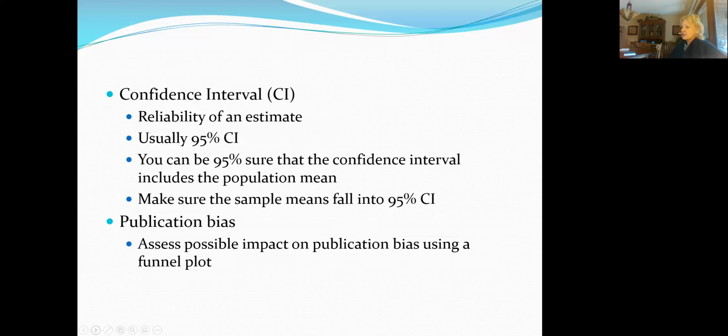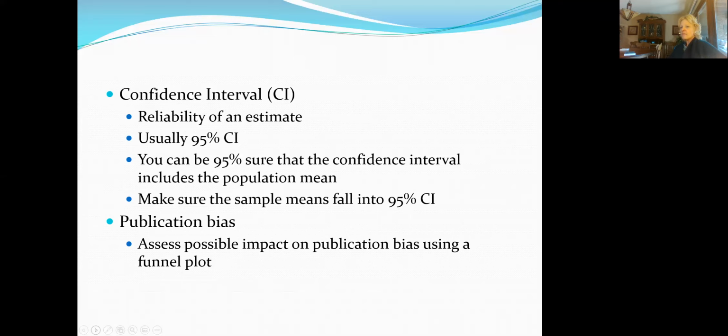The confidence intervals are usually reported as well, and it's the reliability of the estimate. Usually a 95% confidence interval is what's reported. And that just means that you can be 95% sure that the confidence interval includes the population mean. Make sure the sample mean falls in that 95% confidence interval.